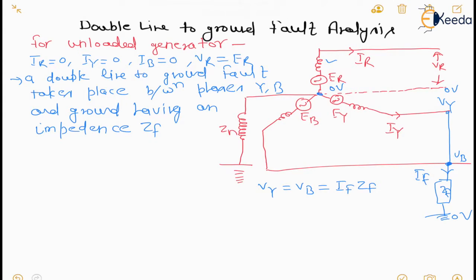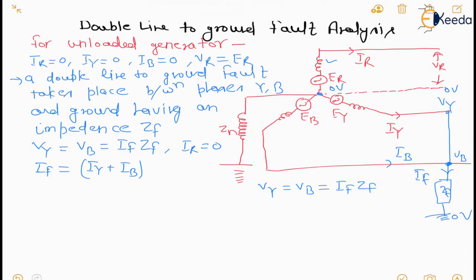So you can easily see that we have Vy is equal to Vb is equal to If into ZF. Still the IR value is 0. And one more thing, the value of If will be equal to the value of Iy plus Ib. You can see. So these things we need to keep in mind.